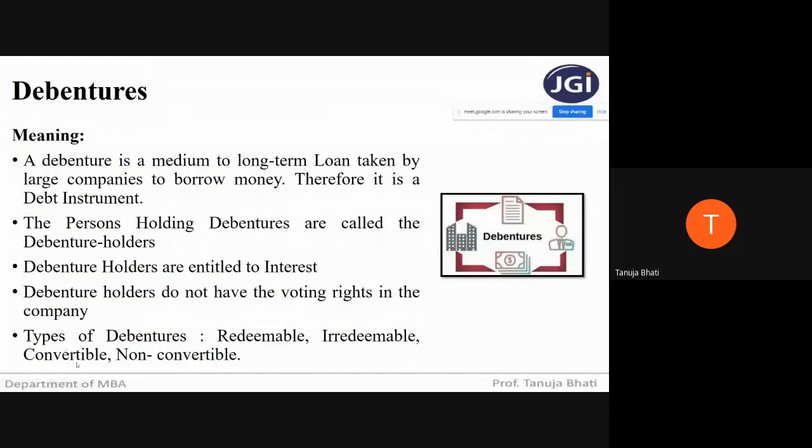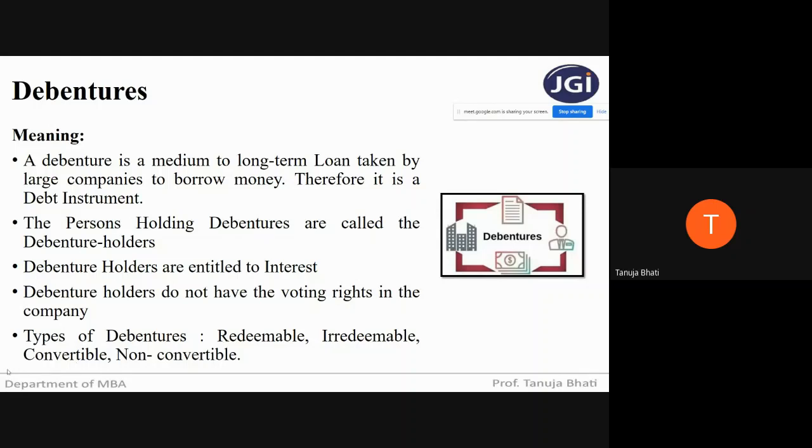Next is convertible. When I say convertible debentures, it means debentures can be converted into shares. So suppose XYZ company is issuing convertible debentures. What does that mean? That particular debenture holder, at his wish and will, can convert his debentures into shares. The option will be available.